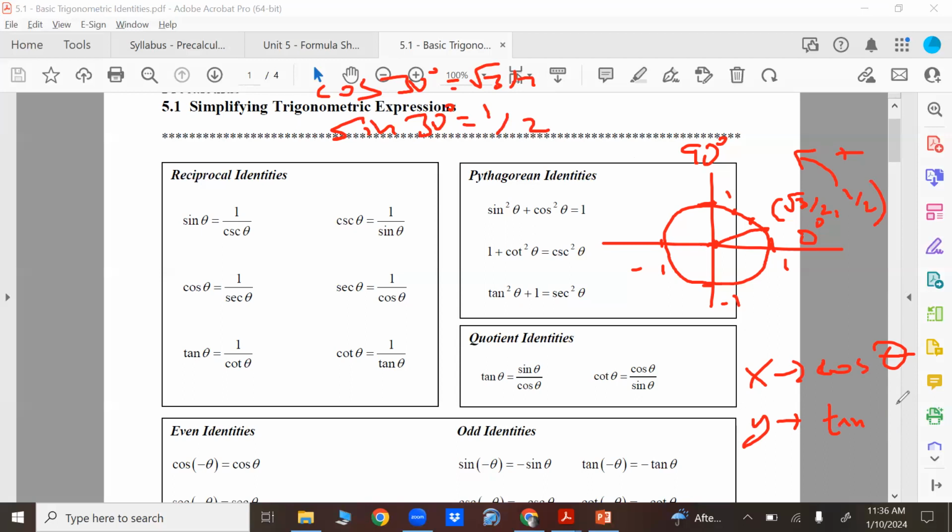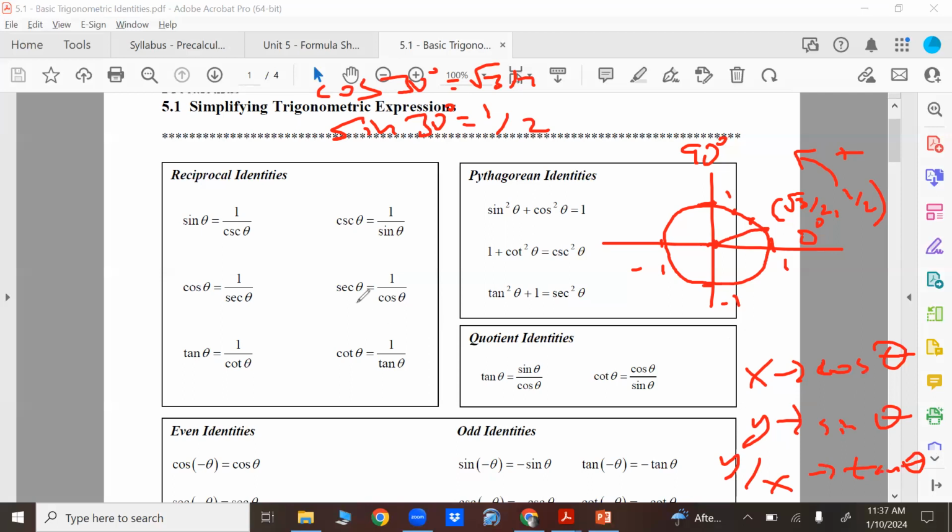Oh, sorry. I'm losing my mind here. Sorry, that's sine theta. I should know this. Sorry about that. Okay, so x is cosine, y is sine. Y over x is tangent.